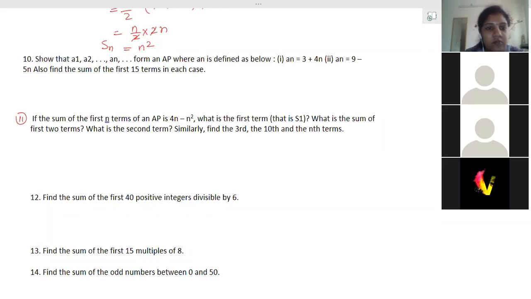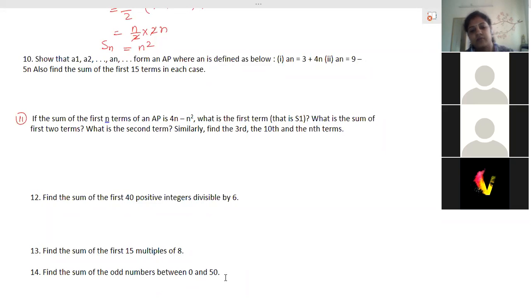For the 14th one, we have to find the n and then find the sum, right? The 14th one, the sum of the odd numbers from 0 to 50. Yes, you have to find out the n first. Okay, ma'am. Odd numbers are there, so write the odd numbers. Then first find out the n.